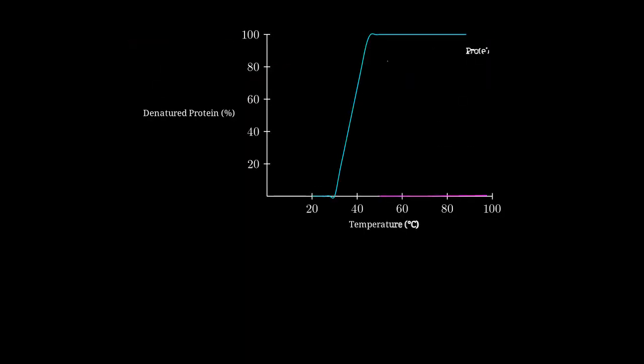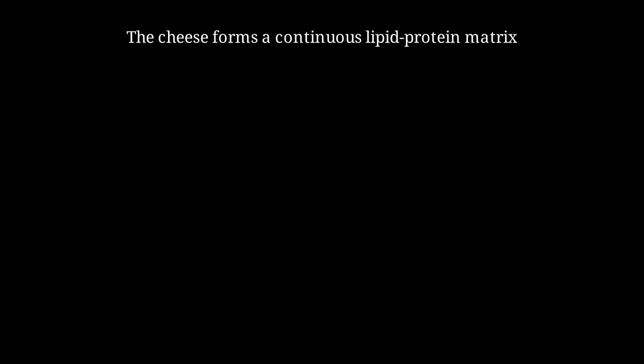These curves show the percentage of denatured protein in magenta and melted fat in cyan as functions of temperature. Notice that fat melting is relatively sharp between 30 and 45 degrees, while protein denaturation is more gradual, beginning around 40 degrees and continuing to 90 degrees. As proteins denature and fats melt, they reorganize into a continuous viscoelastic matrix. This network provides structural integrity while allowing flow, creating the characteristic stretchiness of melted cheese.